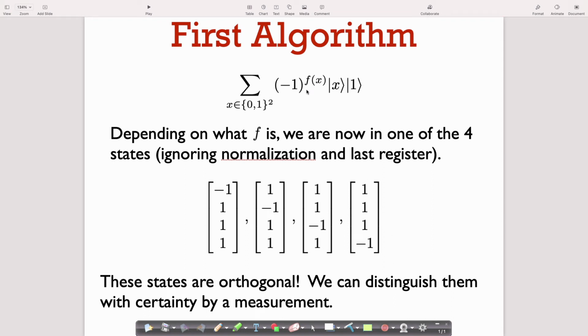When f is such that 0,0 is the input which maps to 1, then we're in this state. When f is such that 0,1 maps to 1, we're in this state. 1,0 maps to 1, we're in this state. And 1,1 maps to 1, we're in this state. Right now we don't know what f is, but we know that we're going to be in one of these 4 different states, and we want to determine which of these 4 states we're in. But these states are all orthogonal, so we can determine which state we're in with certainty with a measurement.